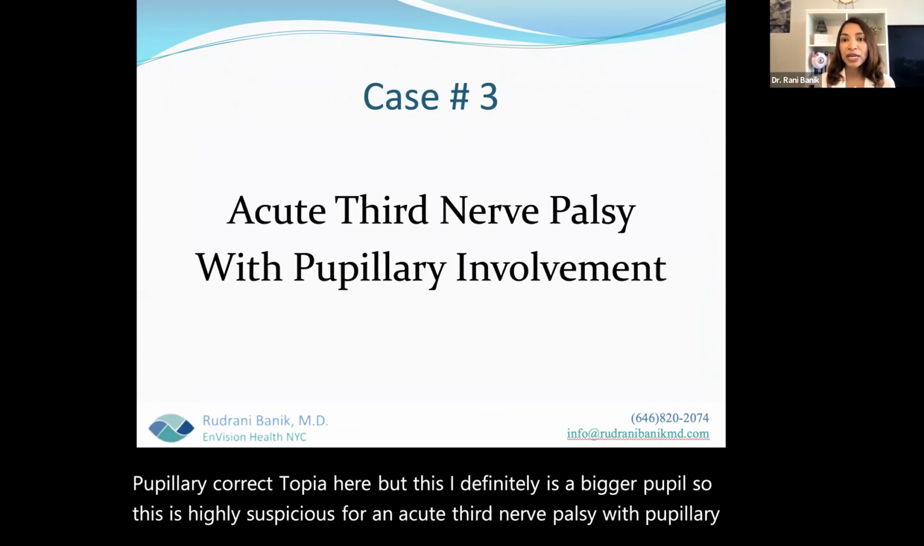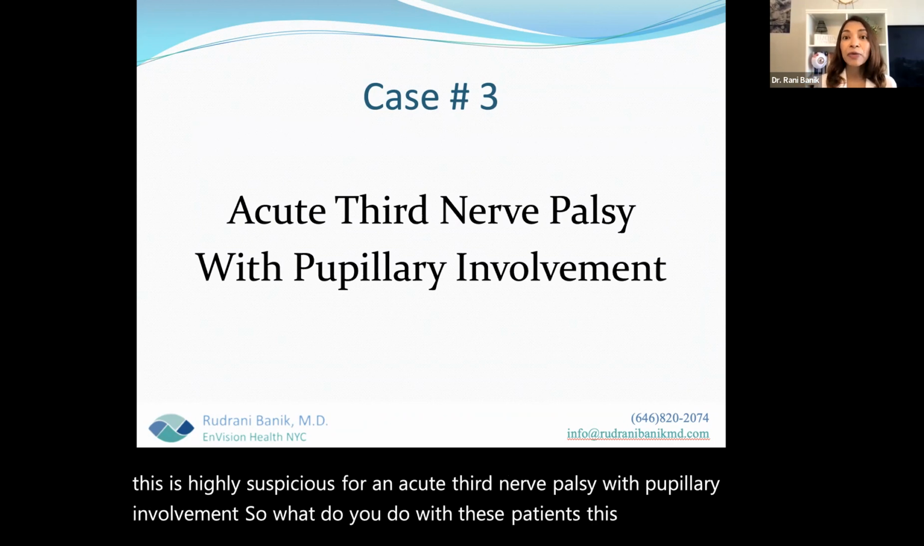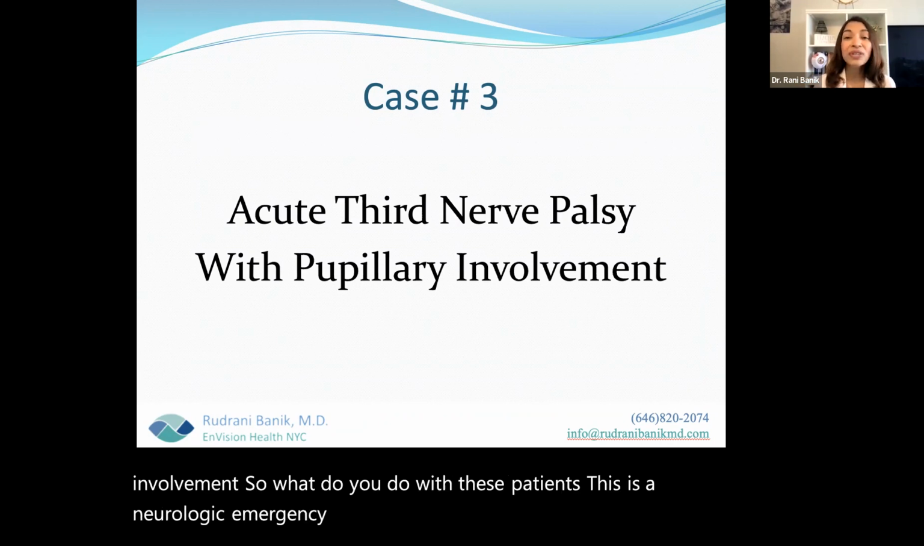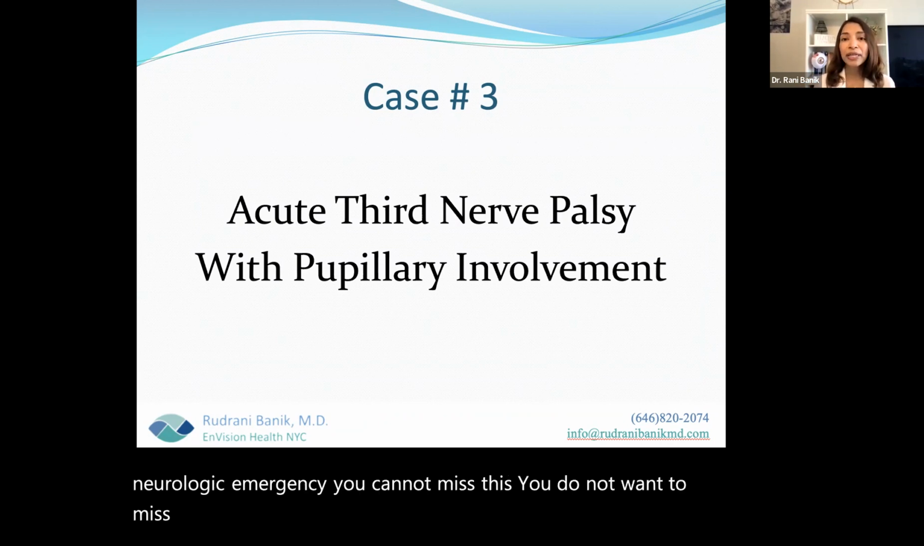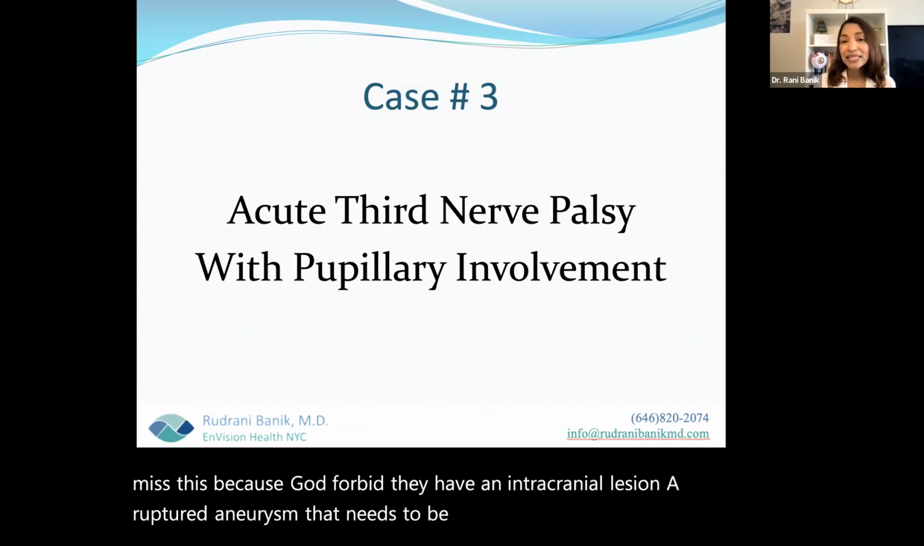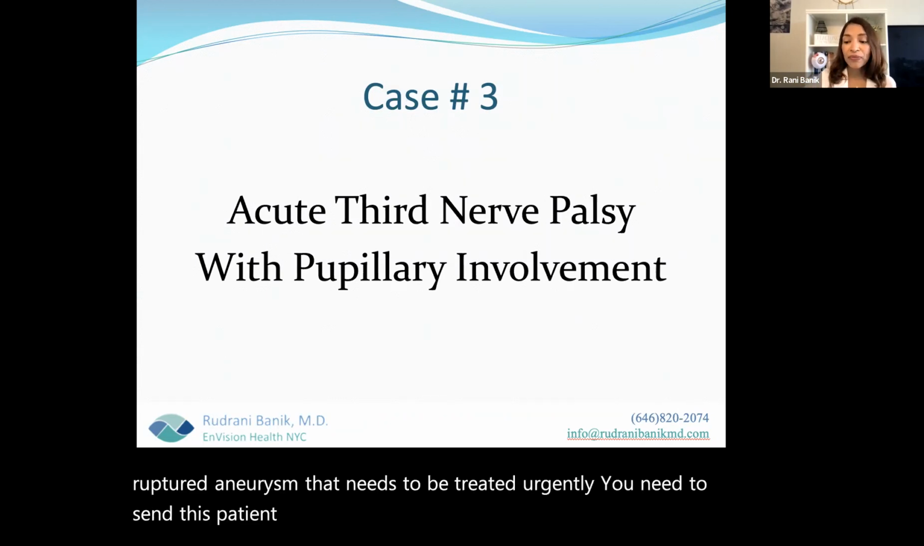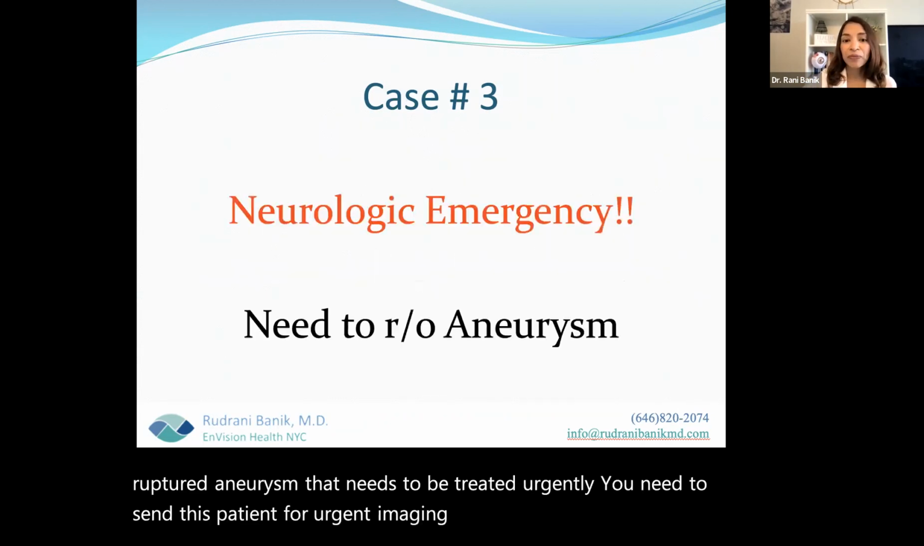So what do you do with these patients? This is a neurologic emergency. You cannot miss this. You do not want to miss this, because God forbid they have an intracranial lesion like a ruptured aneurysm that needs to be treated urgently. You need to send this patient for urgent imaging, ASAP, to the emergency department.